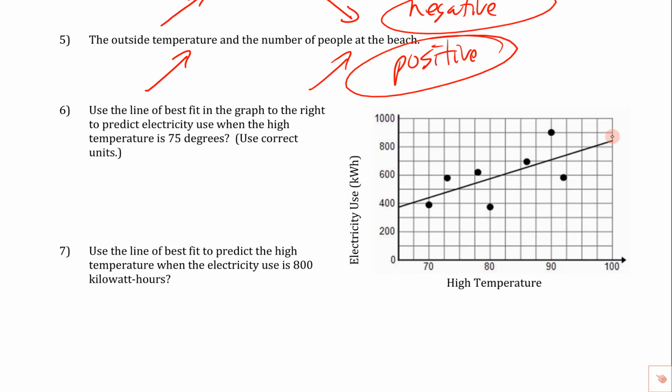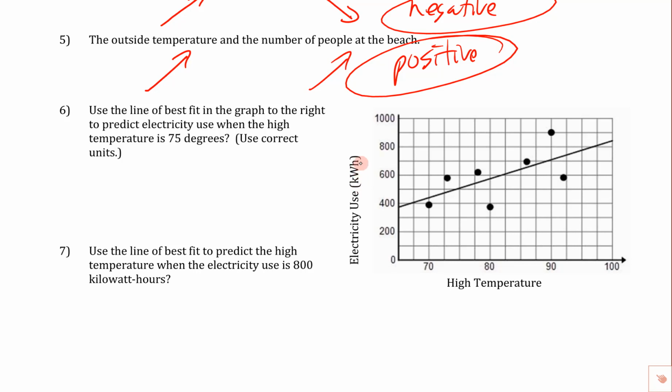We do need to look at this further and think about what this means. This is the high temperature. So the high temperature for the day was 70 degrees, 80 degrees, 90 degrees, 100 degrees, and so forth. And this is the electricity use in kWh. That's kilowatt hours.